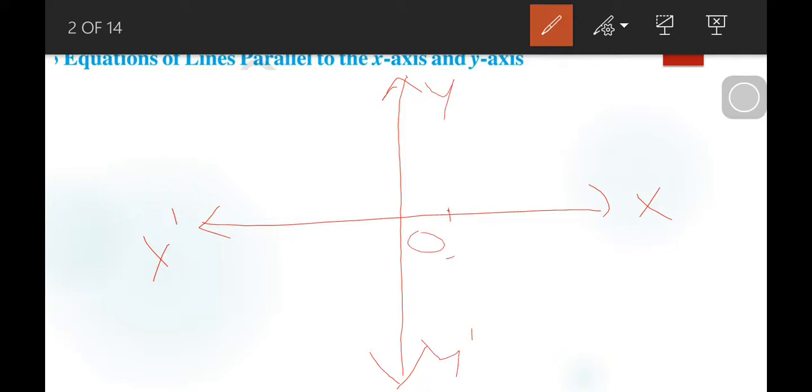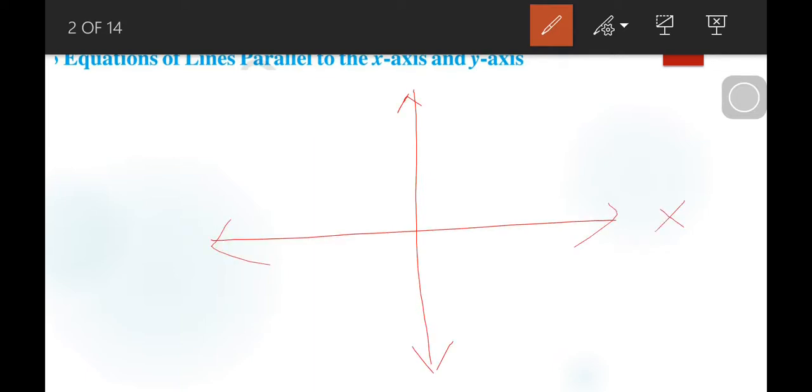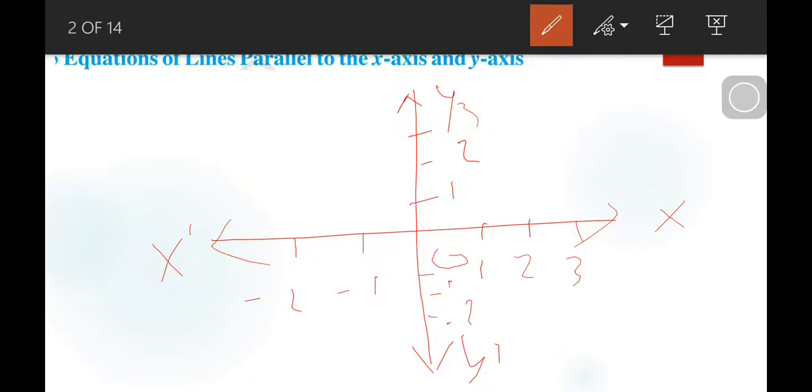As you know, this is the y-axis and this is the x-axis. Positive x is on the right-hand side, where there are positive numbers, and on the left there are negative numbers. Upward on the y-axis there are positive numbers, and downward there are negative numbers. This is the xy plane, or Cartesian plane, that we have studied.